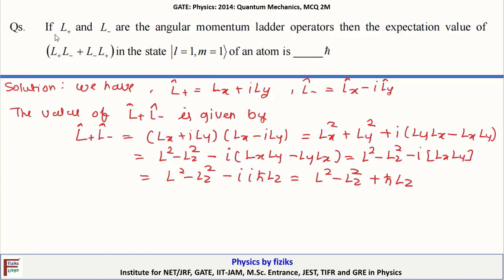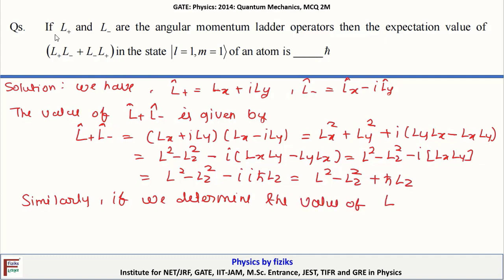Similarly, if we determine the value of L minus L plus, we get L minus L plus is equal to L square minus Lz square minus h cross Lz.